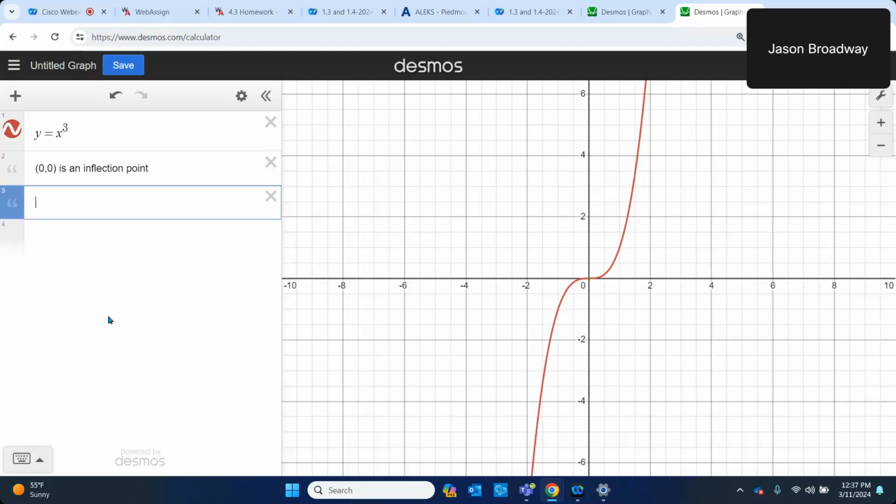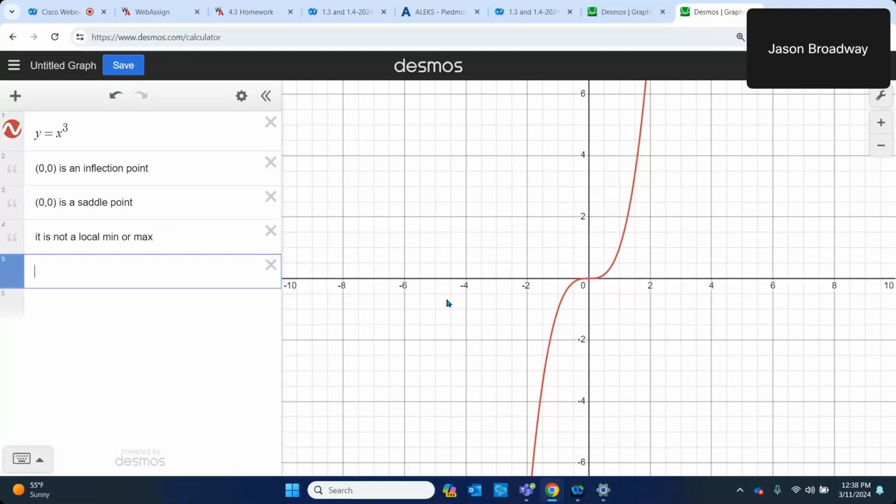So notice, obviously, the reason it's a saddle point is your slope is positive to the immediate left and it's positive to the immediate right. That's why it's a saddle point. In particular, it is not a local min or max. It's not the most positive or most negative fish in the sea. It doesn't have either luxury.